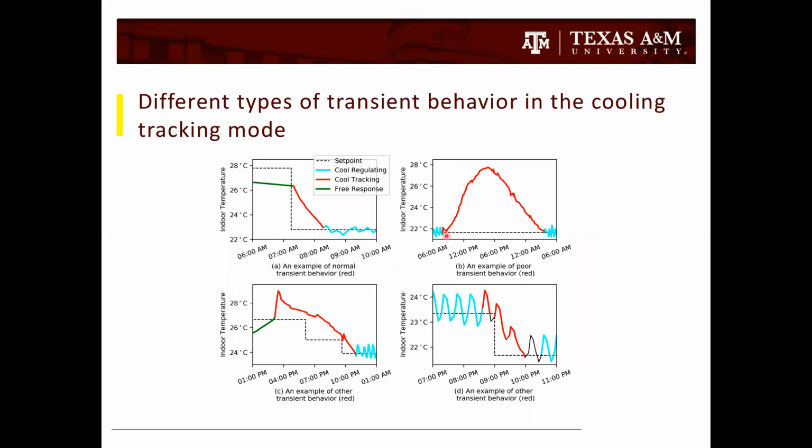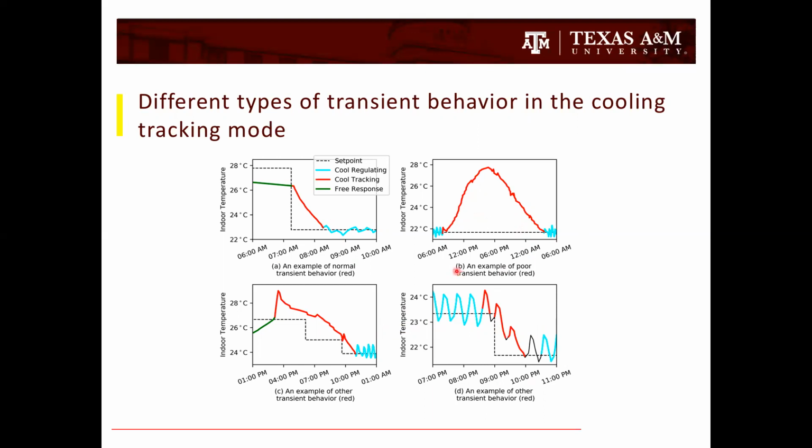There are mainly 4 types of transient behavior in this mode. The upper left plot shows a normal tracking period after the cooling set point is reduced. The upper right plot shows a poor tracking period, where the operational system failed to track the cooling set point. The lower plots show other 2 types of interesting behaviors that are not the main scope of this paper.